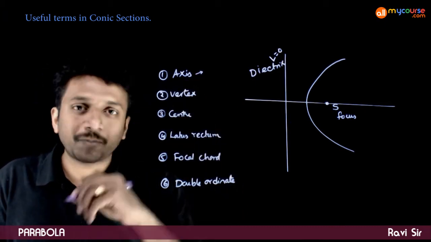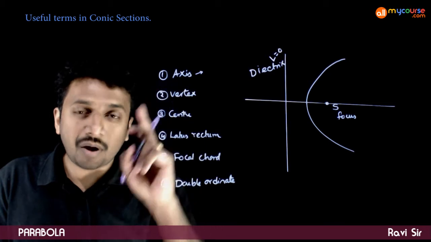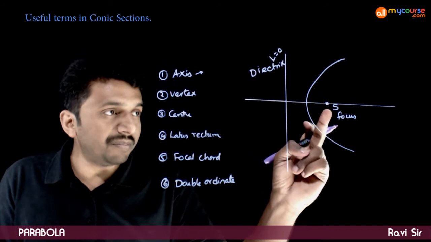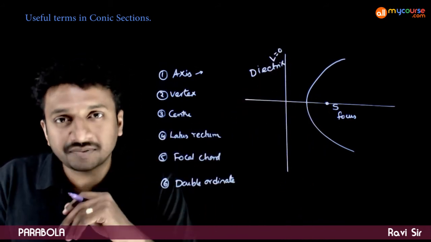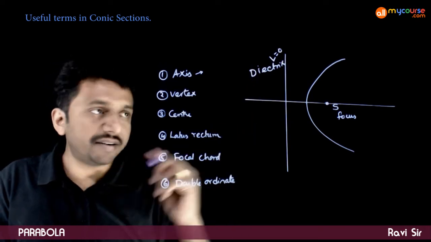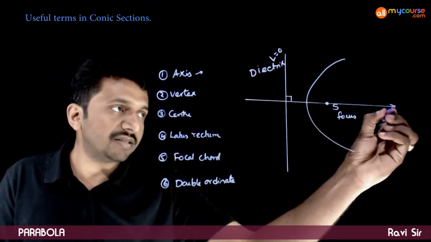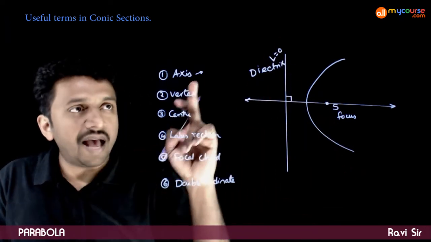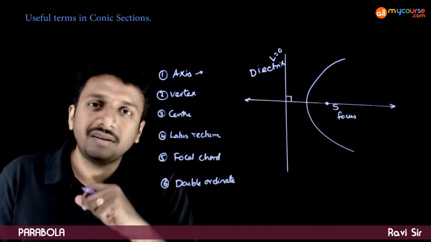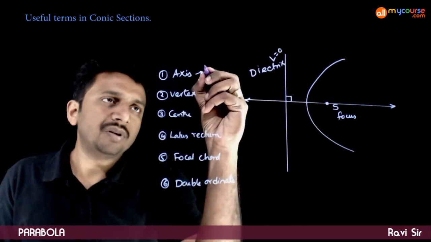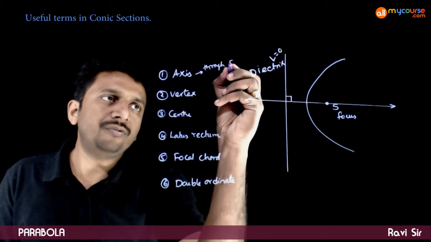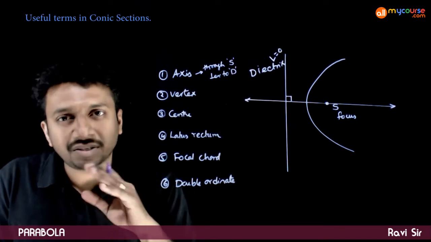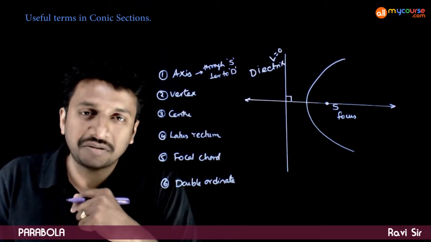First, axis. Axis of a conic section is the perpendicular drawn from the focus to the directrix. So once you have a focus and the directrix, if you draw a line which is passing through the focus and perpendicular to the directrix, you have something called the axis of the conic section.